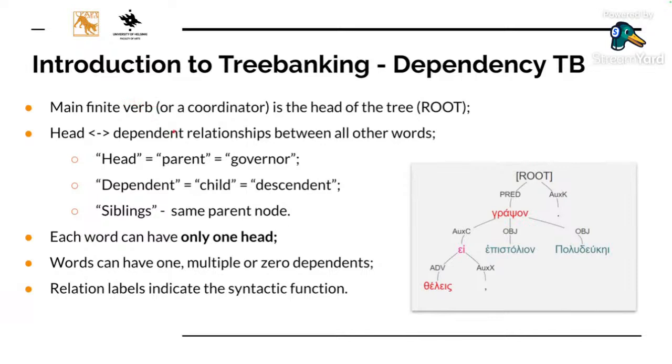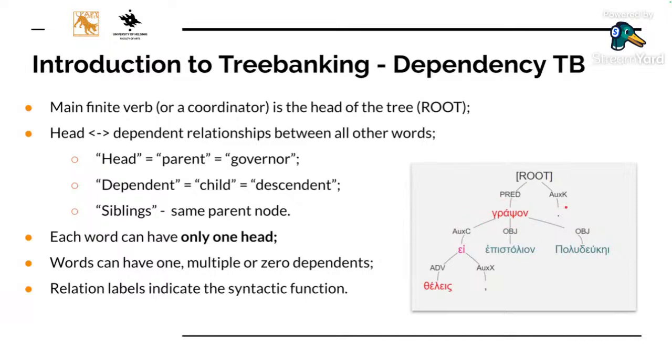When we say a head or a parent or a governor, we mean a word that is governing another word. So all the words are functioning within these head-dependent relationships. This is the head in this case, or the parent or the governor, and its dependents or children or descendants are these words. And then this word is the head of that word. And these three words here are all siblings because they are all governed by the same parent node.